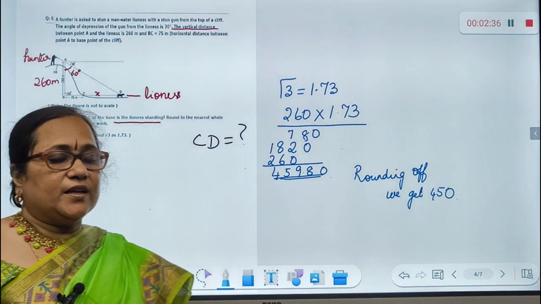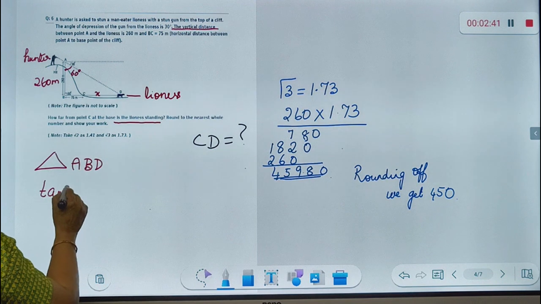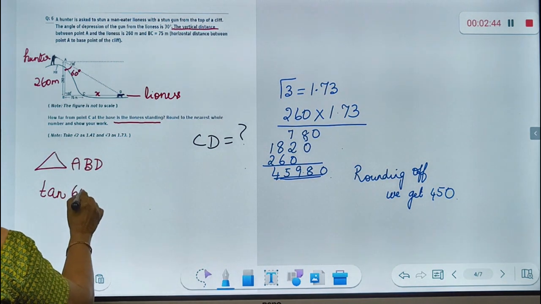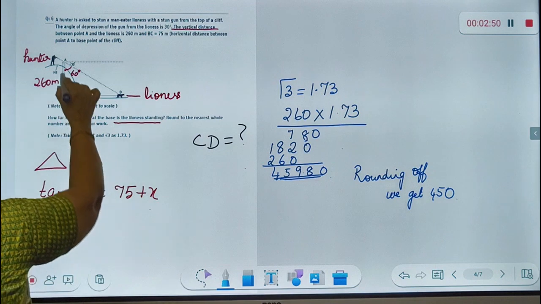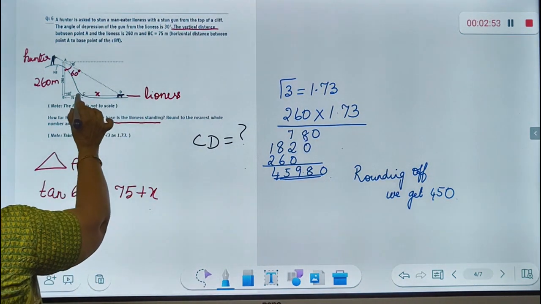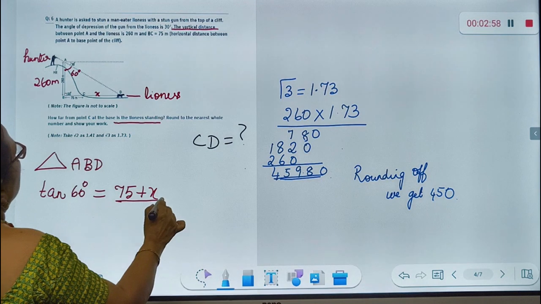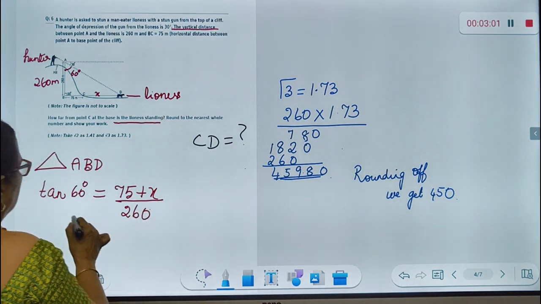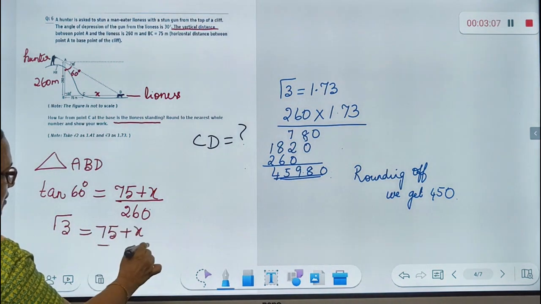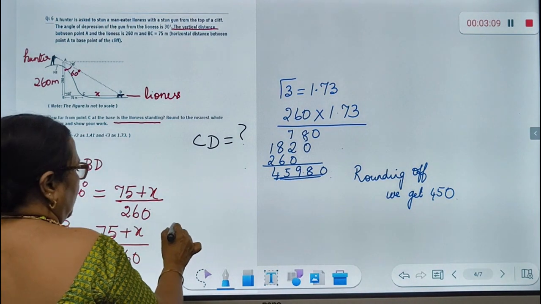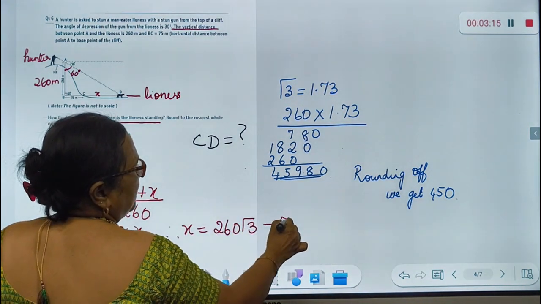What is the trigonometric relationship between opposite side and adjacent side? It is tan. So tan 60 is equal to 75 plus x. I am looking at triangle ABD because we want to find the distance x. So 75 plus x is the opposite side. What is the adjacent side? 260. Tan 60 is root 3. So root 3 is 75 plus x by 260. Therefore, x is equal to 260 root 3 minus 75.